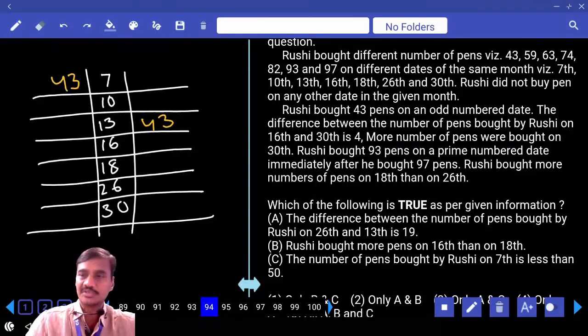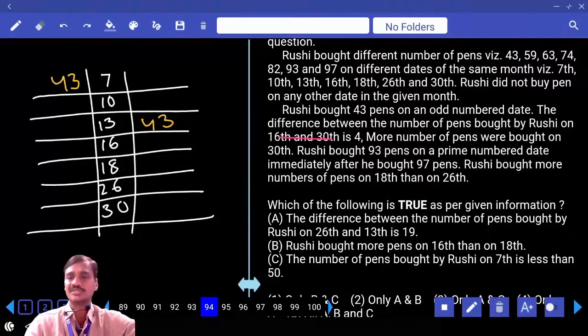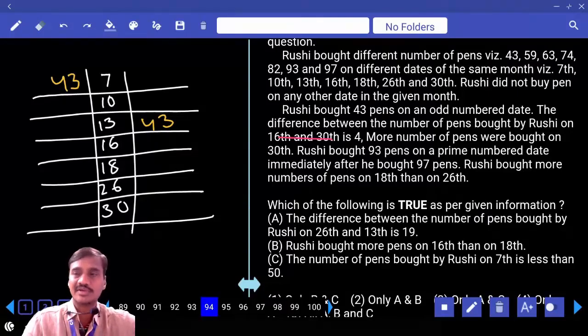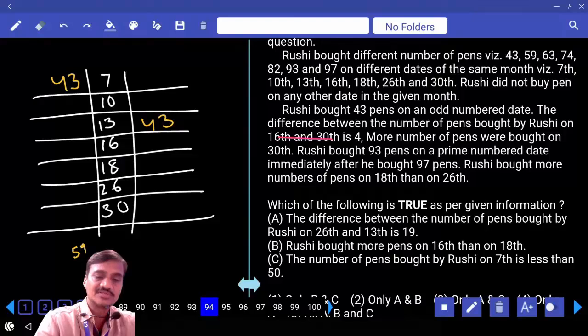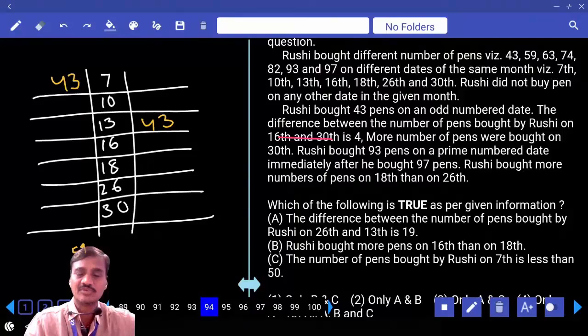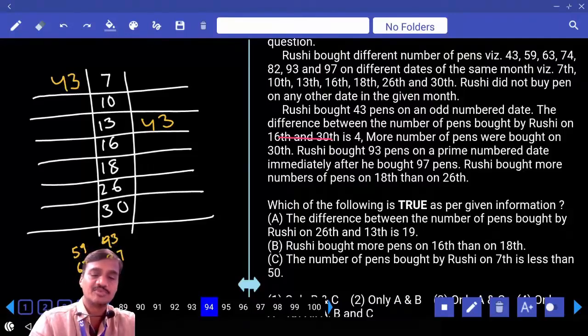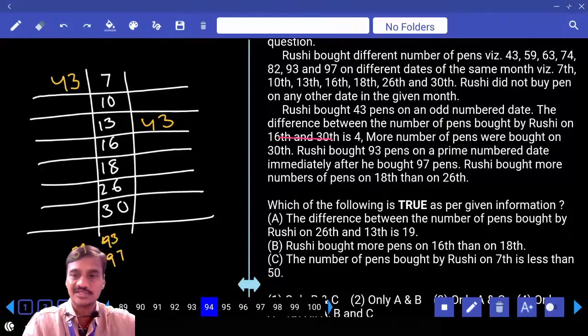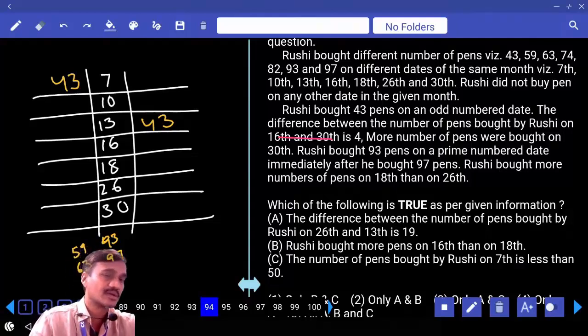And next one, the difference between the number of pens bought by Ruchi on 16th and 30th is 4. 16th and 30th should differ by 4. For a difference of 4, what are the options? 59, 63, that is one possibility. And 63 plus 4, 74 plus 4, 88, 93, 97. So 2 different possibilities for 16th and 30th. Its difference is 4. Clear? Now this is 16th and this will be 30th. Right? 2 different possibilities.